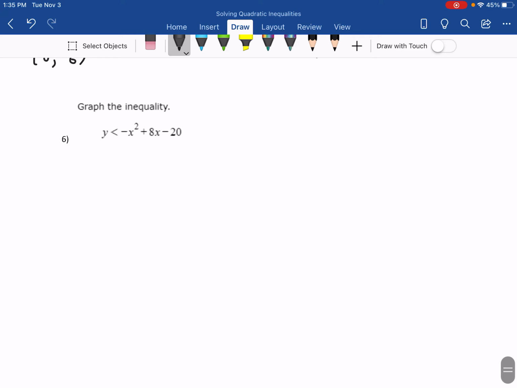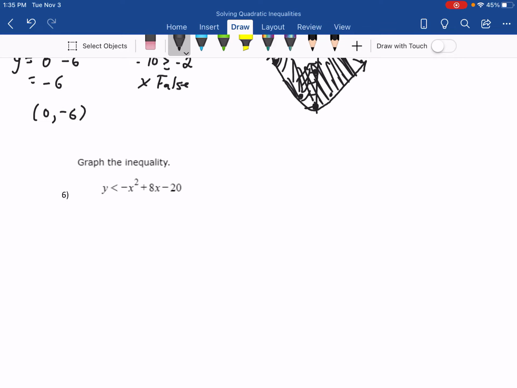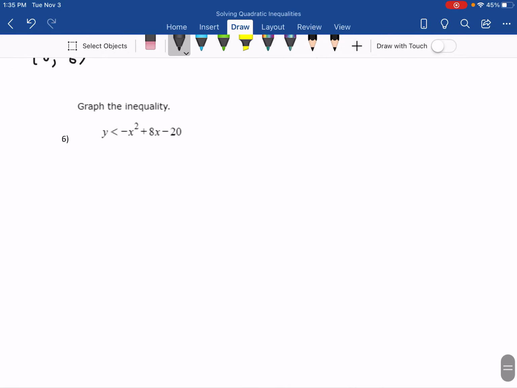All right, so for B, we need to keep in mind this is just a less than, so we're going to connect our parabola with a dashed parabola. All right, so this is in standard form again. So we want to start with the vertex. That is x equals negative b over 2a. So that's going to be negative 8 over 2 times negative 1, which is 4.